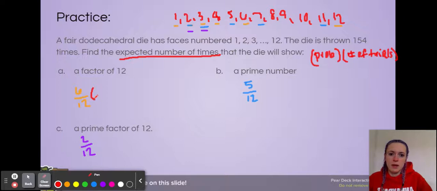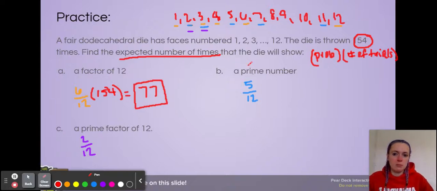And then I'll multiply that by the total number of times the die was thrown, which is 154. And when I do that, I get 77. So I'm expecting to see a factor of 12, 77 out of the 154 times.